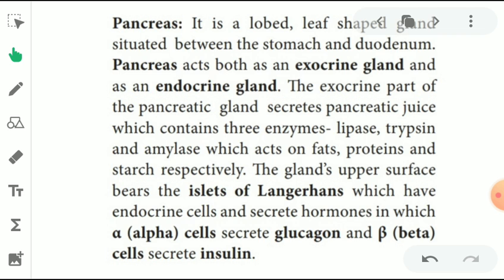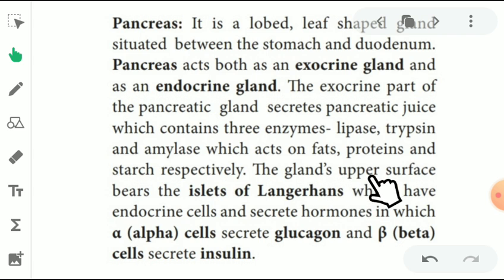The exocrine part, the pancreatic gland, secretes pancreatic juice, which consists of three enzymes: lipase, trypsin and amylase, which act on fat, protein and starch respectively. These enzymes act whenever we take fat-rich food. That fat and protein are digested by these enzymes.